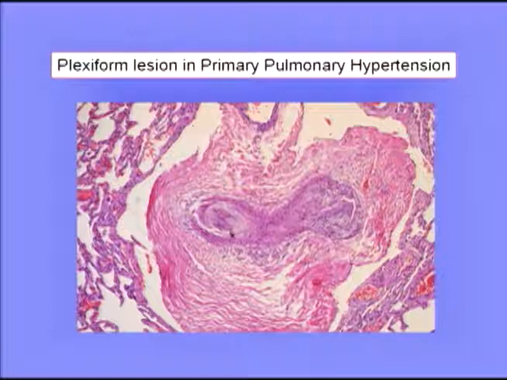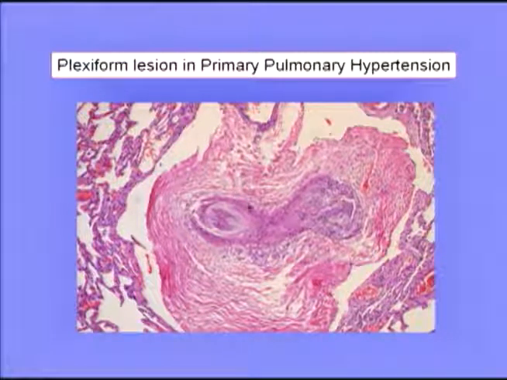Here's an example of an abnormal pulmonary artery in primary pulmonary hypertension. Looks terrible, doesn't it? It's called a plexiform lesion. There's an increase in smooth muscle here. The media's increased, the intima's increased. Obviously a very dramatic change in the pathology of the artery.